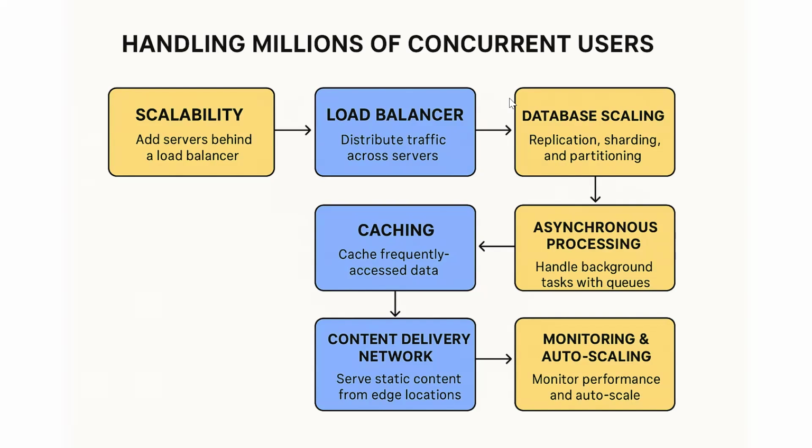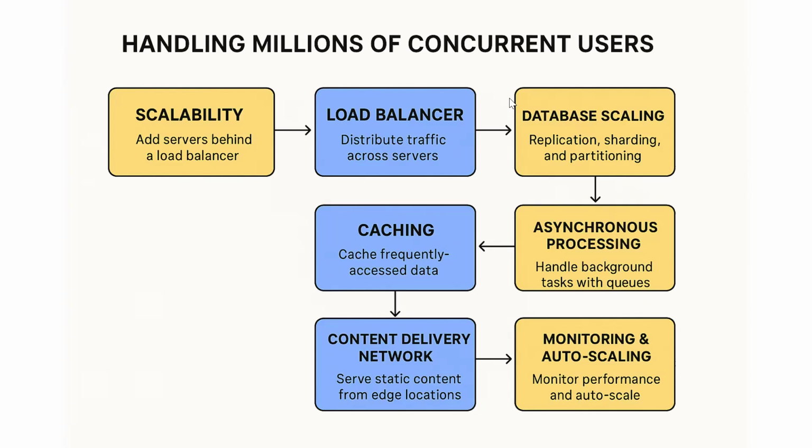The first and most important concept is scalability. Instead of relying on a single powerful server, we scale horizontally by adding multiple servers. This means as the number of users grows, we can add more servers behind a load balancer to share the traffic. This approach is far more flexible than vertical scaling, where we try to put more power into a single machine.